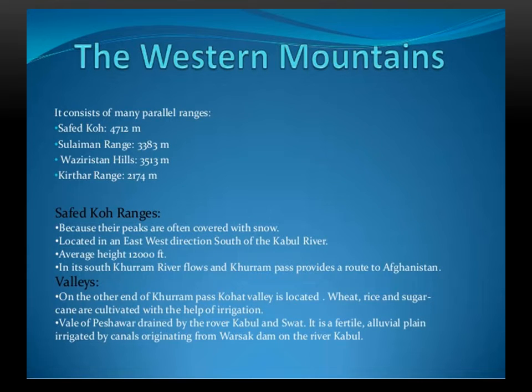Alluvial plain means the plain area or the flat area that contains the alluvial soil, which is deposited by streams. The streams are going through this area, so they are depositing alluvium soil, which is very, very rich soil, fertile soil.